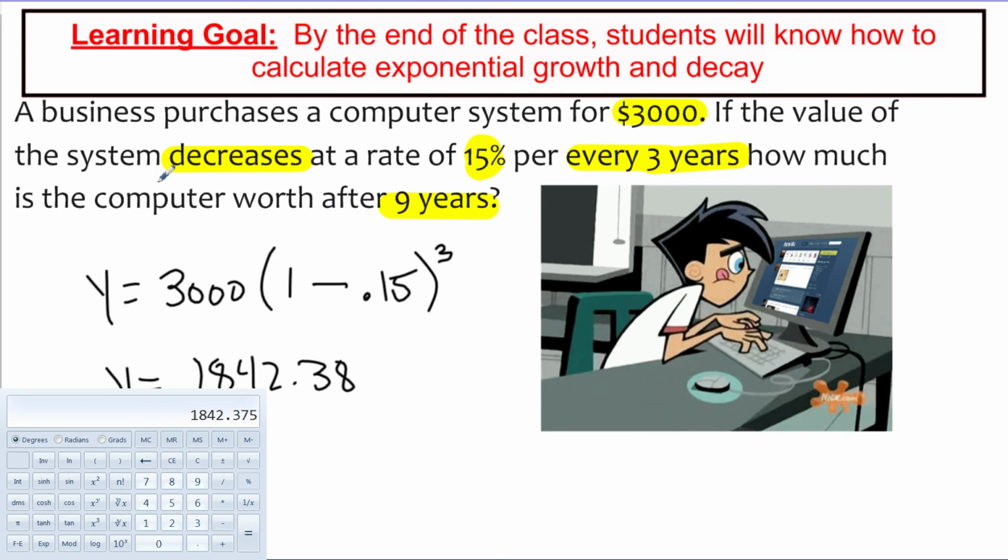Okay, so there's a couple of things to be careful about in this problem. The first one is decreasing causes our plus to become a minus. And every 3 years means that we need to go back and manually count how many times our decrease happened, and that is what the exponent will be.